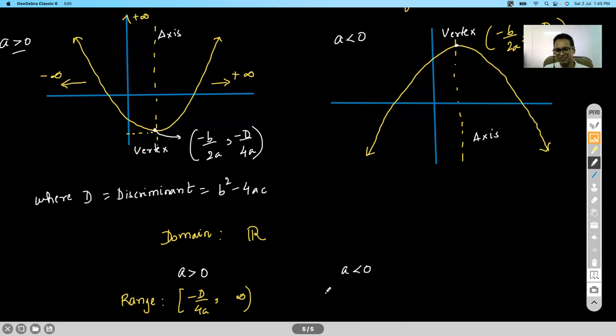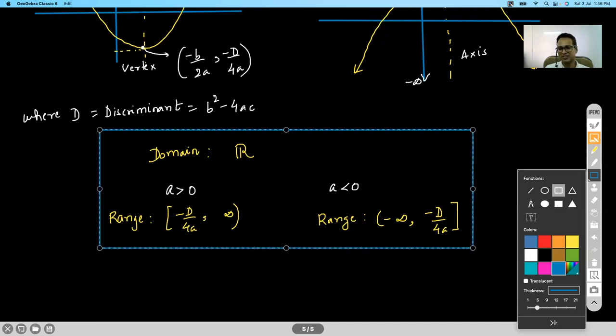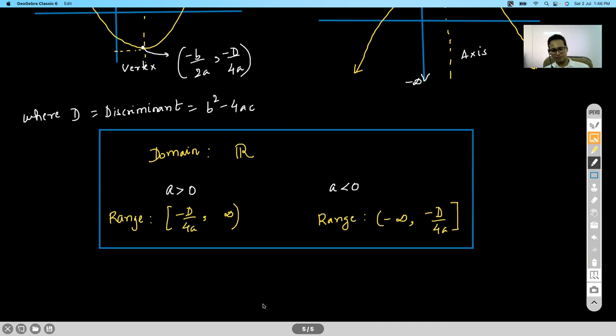And if your a is negative, now look at this second graph. You'll start from this position and go all the way down to minus infinity, right? So in this case, our range will become from minus infinity open to minus d by 4a closed. Kindly make a note of this, because if you get a direct question on finding the domain and range of a quadratic function, then you can use this formula. Is it fine? Any questions?